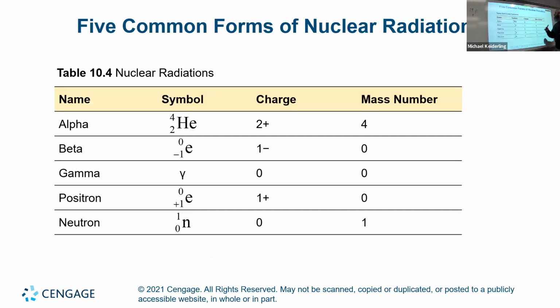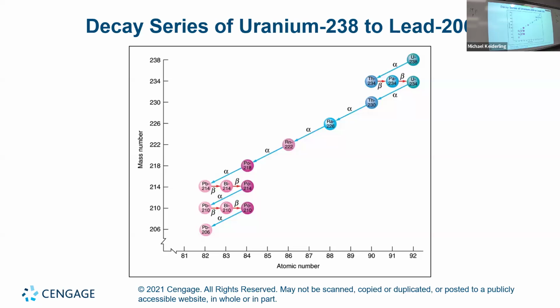So here are the 5 common forms of nuclear radiation. You can have an alpha particle, a beta particle, a gamma ray, a positron, or a neutron. And these are the charges and the mass numbers. And so you'll have this process of decay. So here, for example, is the process by which uranium-238 will decay to lead-206.